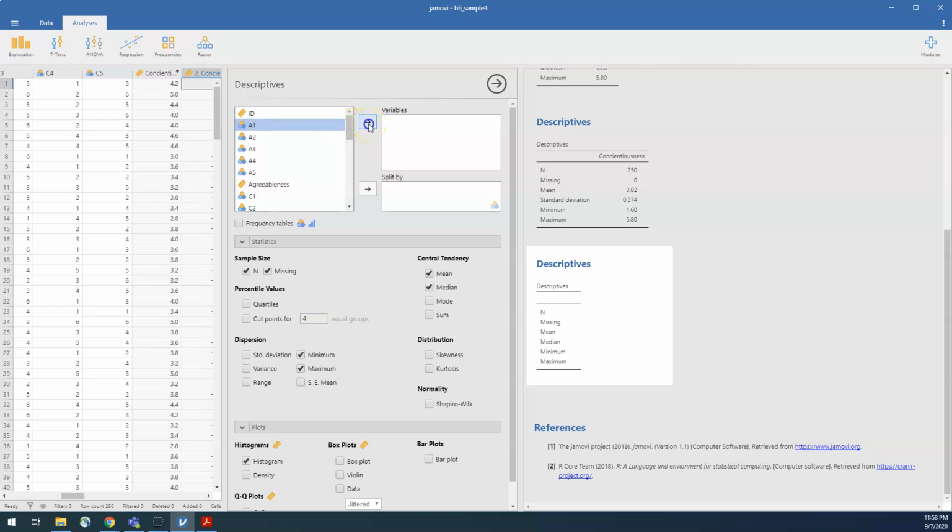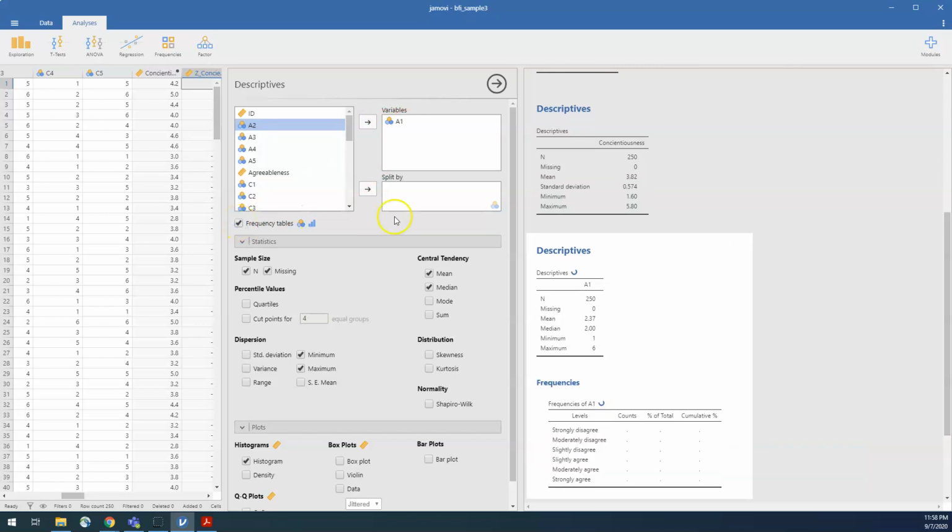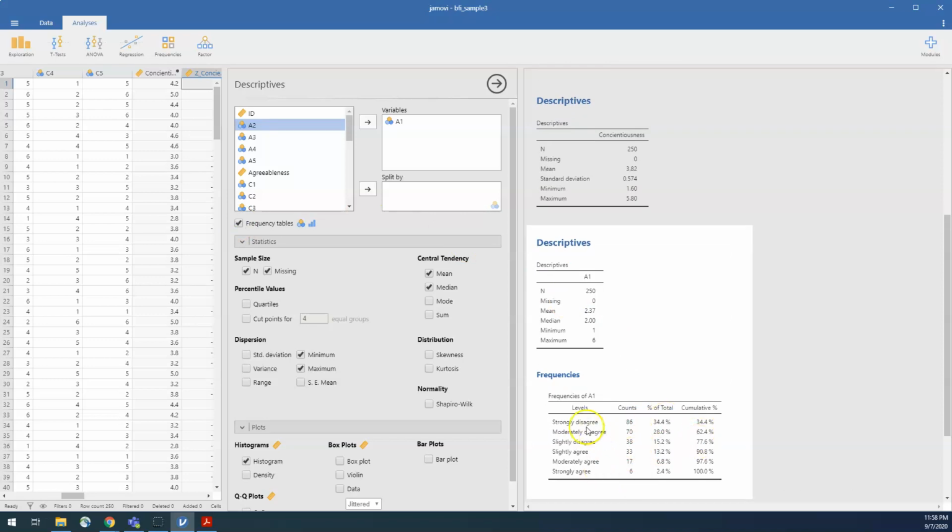So if I plug this over here into my variable list and I click this box that says frequency tables, this will give me a frequency distribution table of how many people strongly disagreed, moderately disagreed, slightly agreed, moderately agreed, and strongly agreed. This is the number of people, that's the count, how many people in the data set endorsed those statements. And this is the percentage of people that endorsed those statements. So 34% strongly disagreed, 28% moderately disagreed, 15% slightly disagreed, etc.